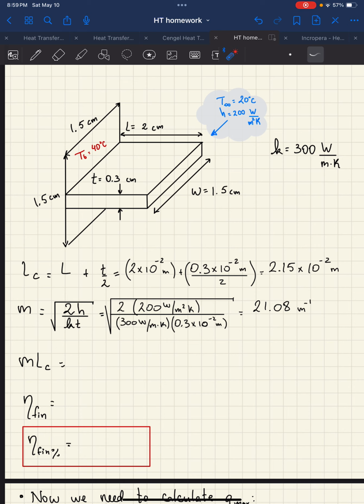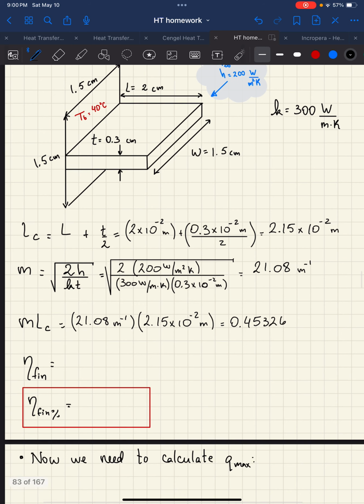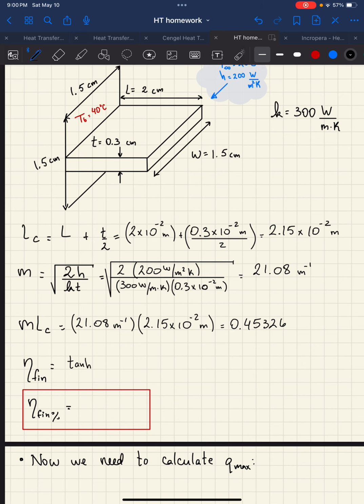So m times Lc looks like this. Here's m, it has units 1 over meter. Lc has units just meter. As I said, always pay attention to units because they will never lie to you. Here's your m times Lc. Now you plug that into the hyperbolic tangent. Again, if you have a scientific calculator, if you know where that function is, you can just go right ahead and use it, and you will get your answer.